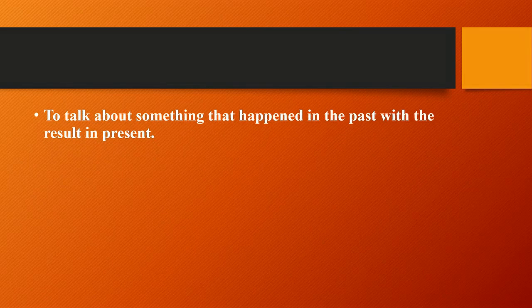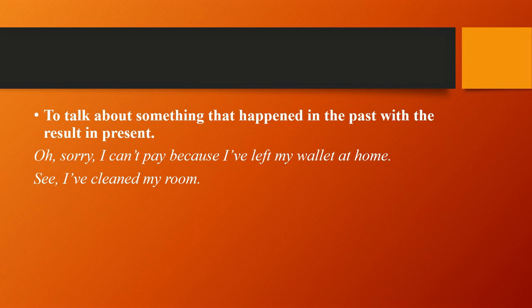Talk about something that happened in the past with the result in present. When we see the result of something that happened in the past in the present, we use present perfect. Imagine you have gone to a restaurant with your friends, and the moment you want to pay the bill, you realize that you have left your wallet at home. Leaving your wallet at home is something that happened in the past, but we can see the result right now.